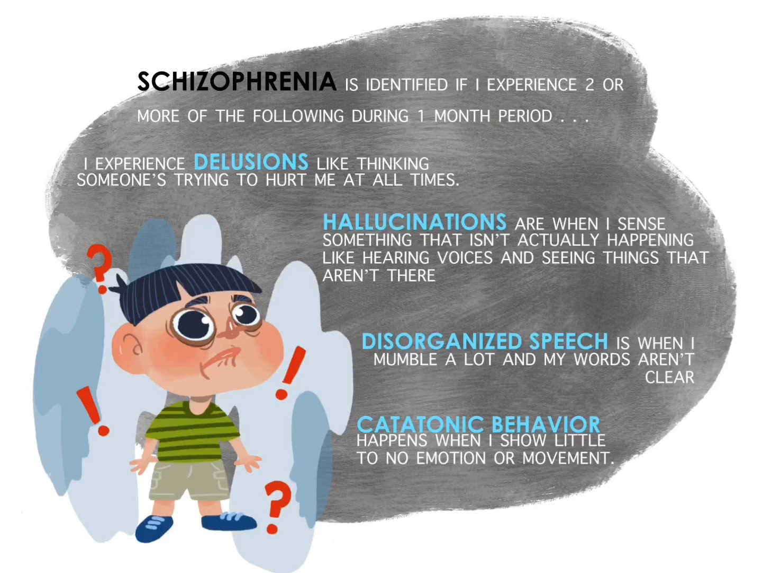Schizophrenia is identified if I experience 2 or more of the following during a 1 month period. I experience delusions like thinking someone's trying to hurt me at all times. Hallucinations are when I sense something that isn't actually happening, like hearing voices and seeing things that aren't there. Disorganized speech is when I mumble a lot and my words aren't clear. Catatonic behavior happens when I show little to no emotion or movement.